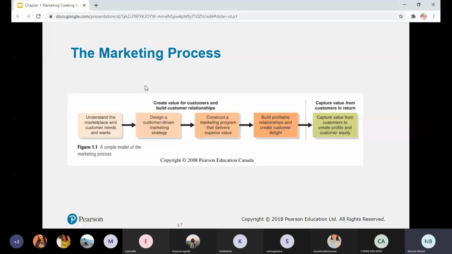The first four steps are to create value for customers and build these customer relationships. And the last step is to capture value from customers to create profits and customer equity. So this is what we call capturing value from customers in return. We do all this to make profit, of course.